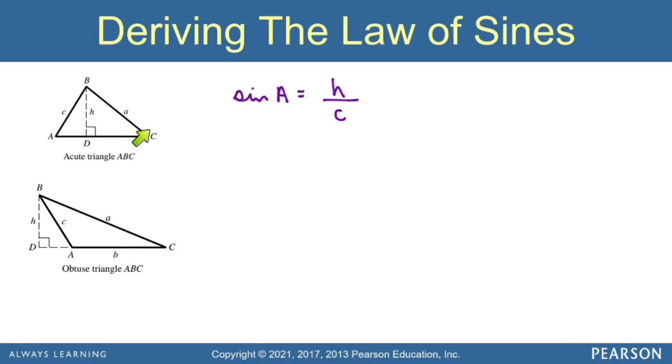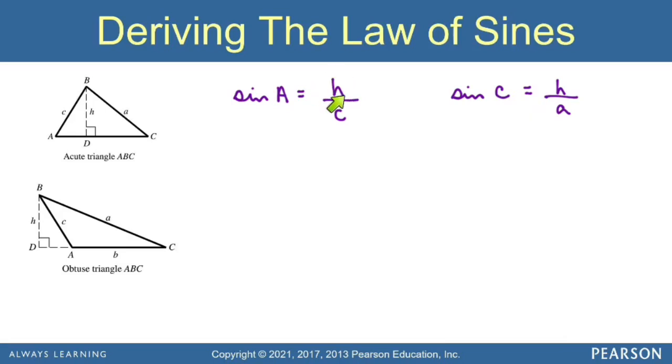Okay, now let's come over here to angle C and do the same thing. We're going to write an equation for the sine of angle C. And again, sine is opposite over hypotenuse. So the sine of angle C is H over A. Now notice that both of our equations contain H. So the next thing we'll do is isolate the H in each equation.